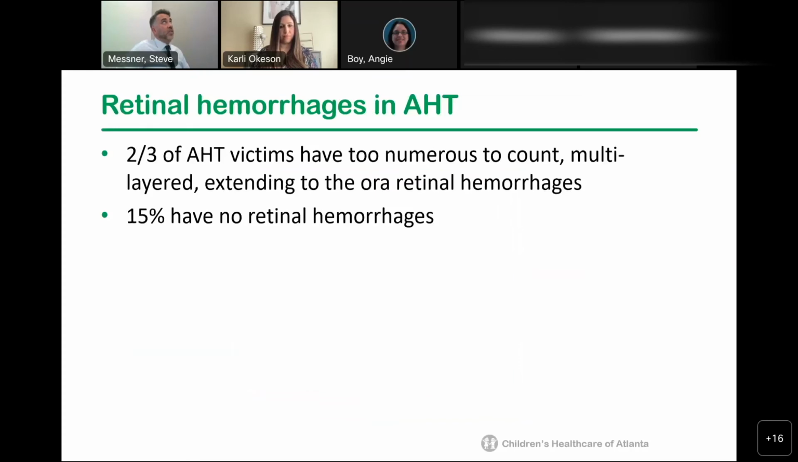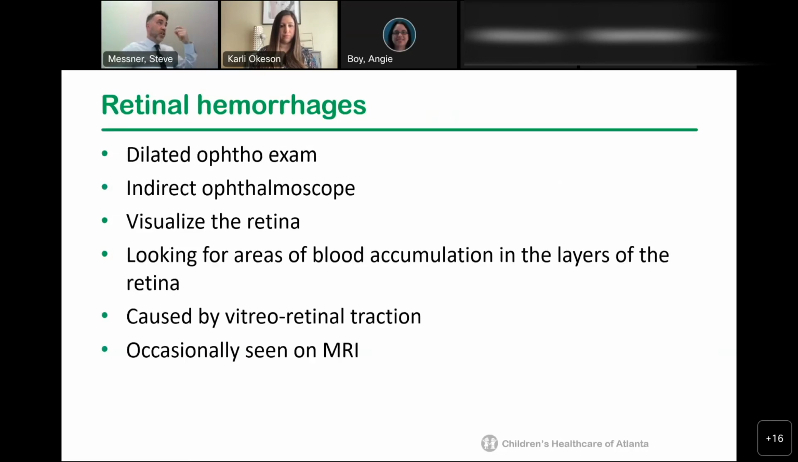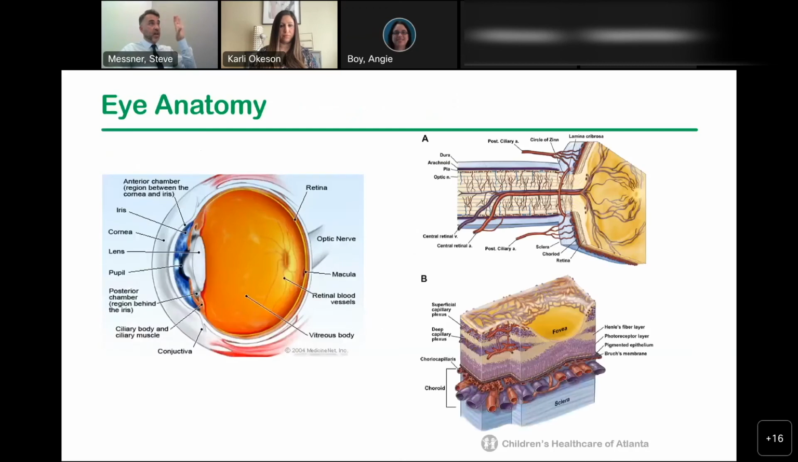When we looked at children who have abusive head trauma, not all of them have injuries in their eyes, but about two-thirds of them will. And they'll have too-numerous-to-count multi-layered hemorrhages, so bleeding in the back of the eyes. But about 15% will have none. The way that you look is you have the ophthalmologist dilate the pupil, look into the eye, and then look into the back of the eye. So they're looking back here into the retina, and this is what the retina looks like.